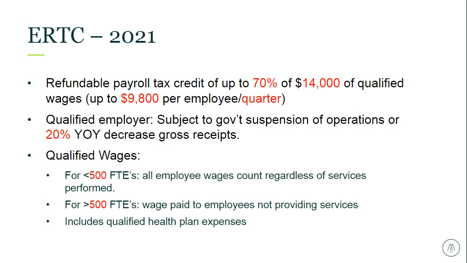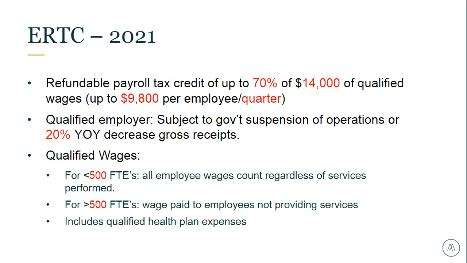So for 2021, we've highlighted the changes. It's 70% of $14,000 of qualified wages, up to $9,800 of credit per employee per quarter. Previously, it was per year. They changed it, so it's now per quarter. Also, the decrease in gross receipts is 20% when compared to 2019, versus the 50%. And then for qualified wages, we're looking at 500 full-time employees for the all-wages rule versus wages provided when not providing services. And I do want to mention the full-time employees are employees that provided 30 hours or more of service. We're not looking at full-time equivalents.